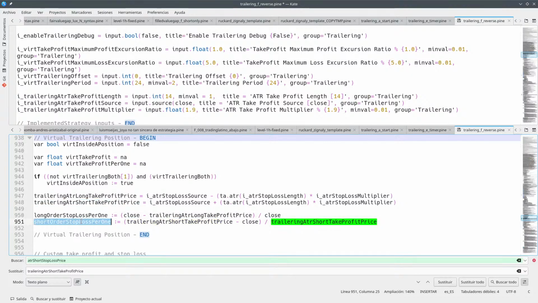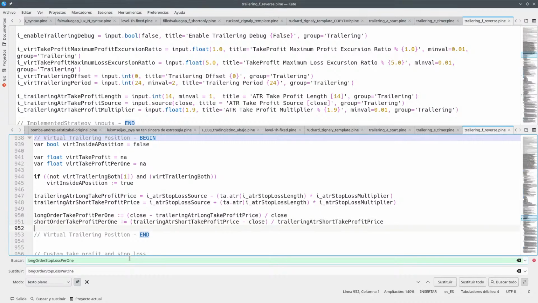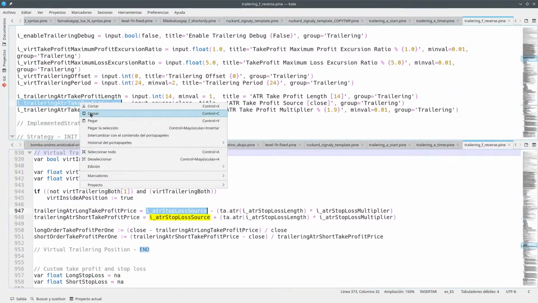Okay, and this also should be changed into something else, because otherwise this does not make sense. So this should be long order take profit per one, and this is also take profit per one. Okay, so please let's take a look at these inputs. So this is the source. The source is going to be always close, but let's use this.